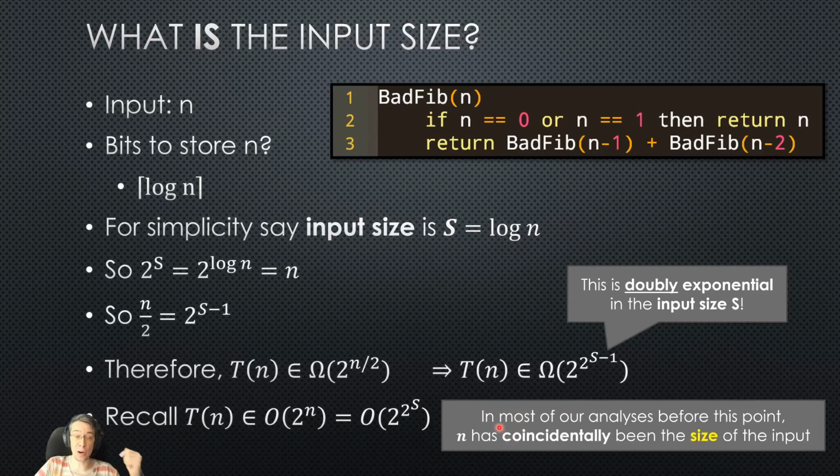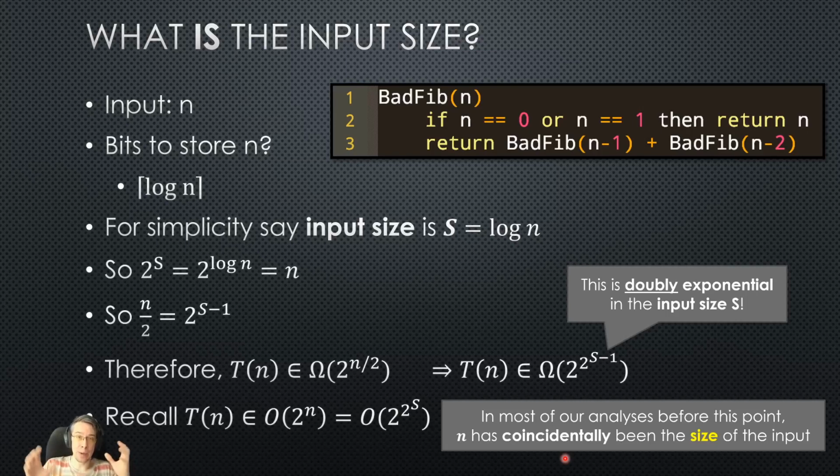Now, in most of the analyses that we've done before this point, n has just coincidentally been the size of the input. So we don't write O of n or O of n squared because we like the letter n, and anytime the letter n shows up in our algorithm, we use it for our complexity. We use n because n is our input size usually.